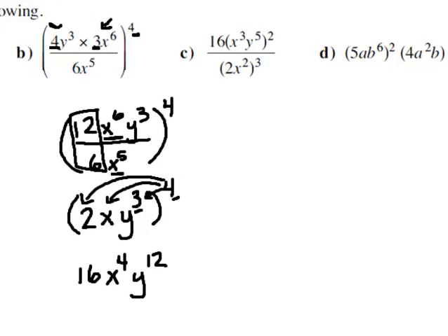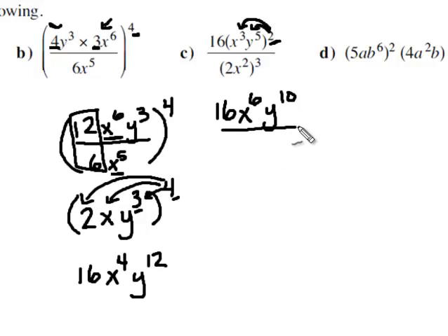Now with part C, again, they're trying to trick you a little bit because certain things have exponents, certain ones don't. Some have other exponents applied to them and some don't. So in this case, the 2 on the outside, for example, is applying to the x and the y, but it's not applying to the 16, which is not included in the brackets. So my numerator would be 16x to the 6th, y to the 10th.